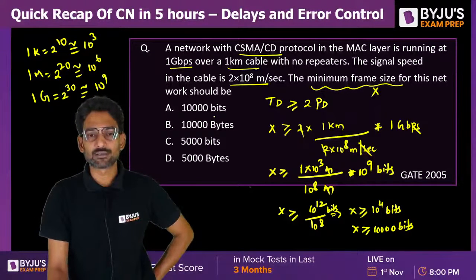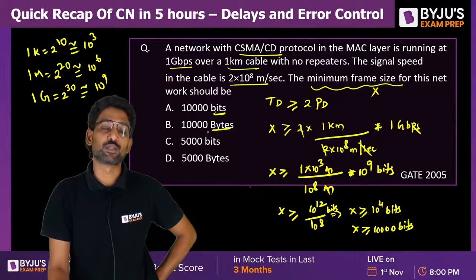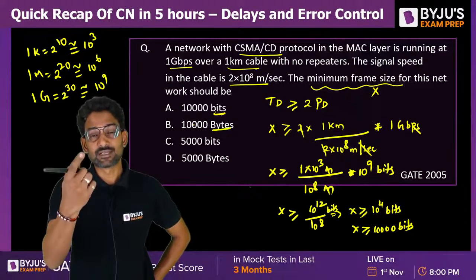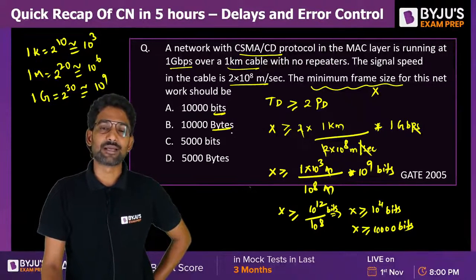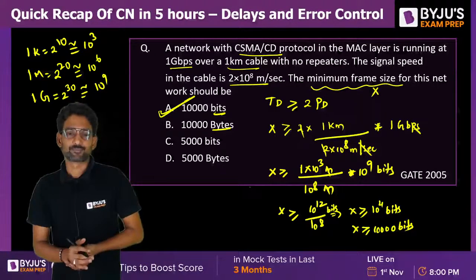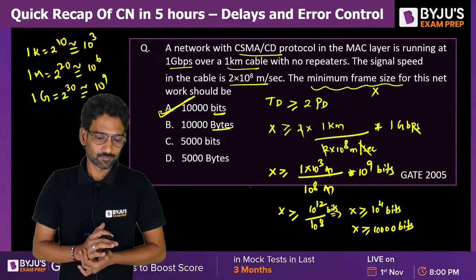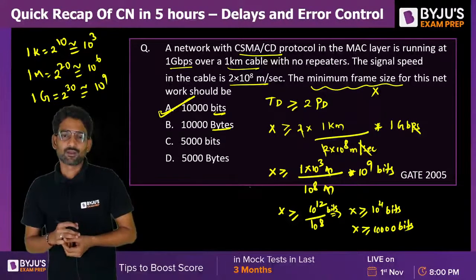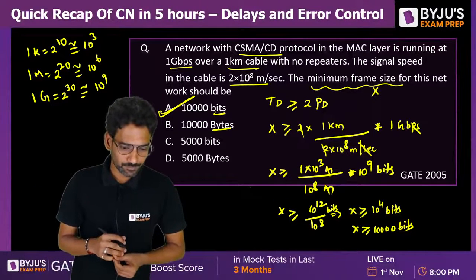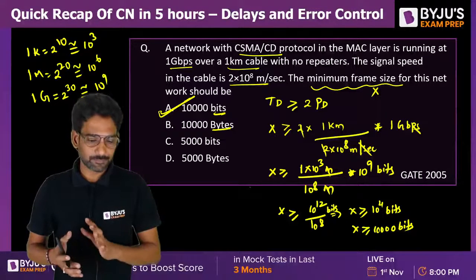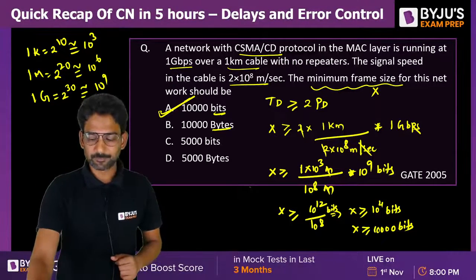But the options are, you see, 10,000 bytes and 10,000 bits. Both are in the options. So if you are not concentrating enough, you might select the wrong option, right? So please mind, the minimum frame size should be 10,000 bits or more. So option A is the right answer here. Everybody understood? Are we clear, guys? Great.